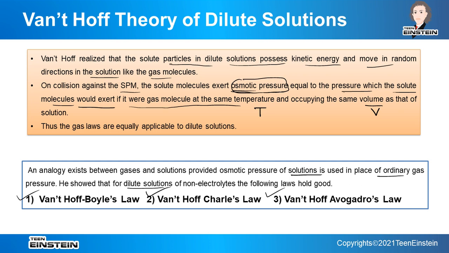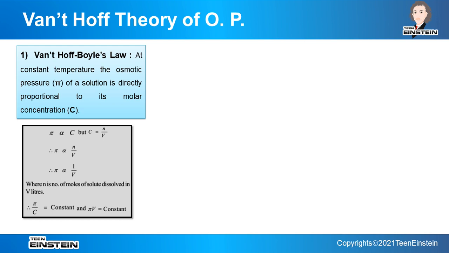Okay, so Van't Hoff's Boyle's law, that is a combination of Van't Hoff's law and Boyle's law, then Van't Hoff's Charles's law and Van't Hoff's Avogadro's law. So first we will see Van't Hoff's Boyle's law. In normal Boyle's law, what we know is that at constant temperature the pressure is inversely proportional to the volume. But here we are saying it in a different way. At constant temperature the osmotic pressure of a solution is directly proportional to its molar concentration, which is C.